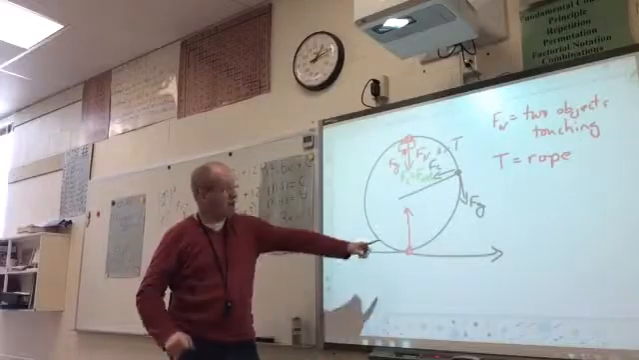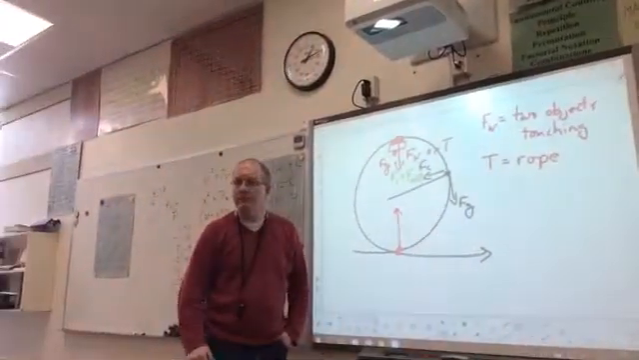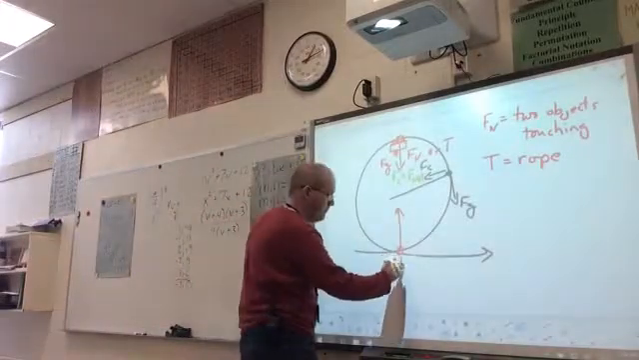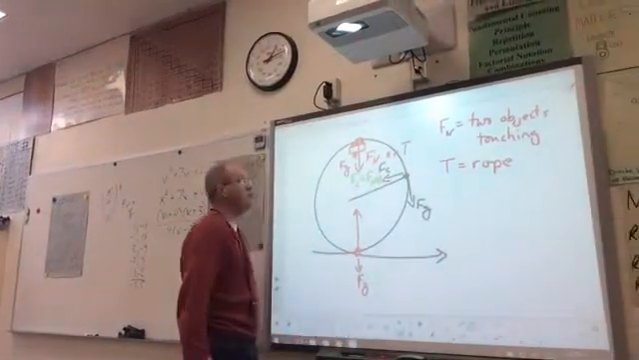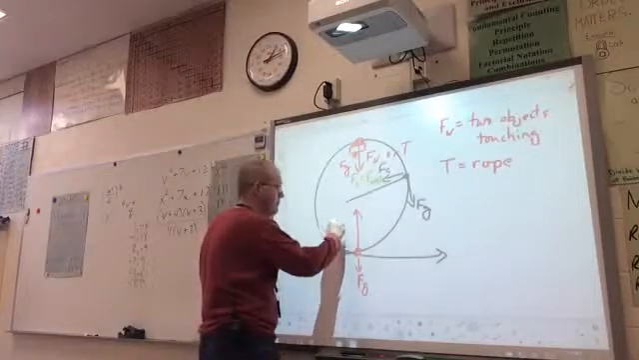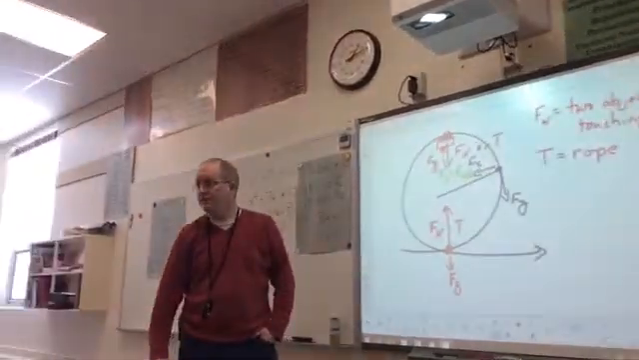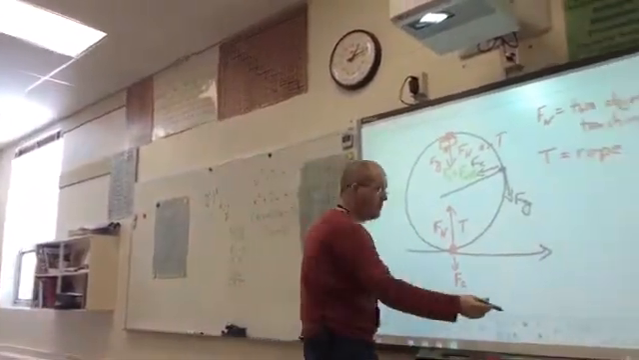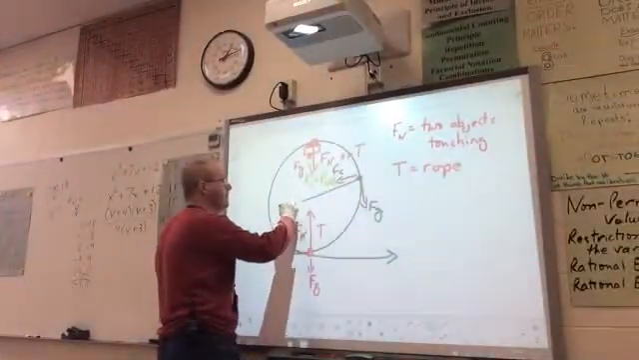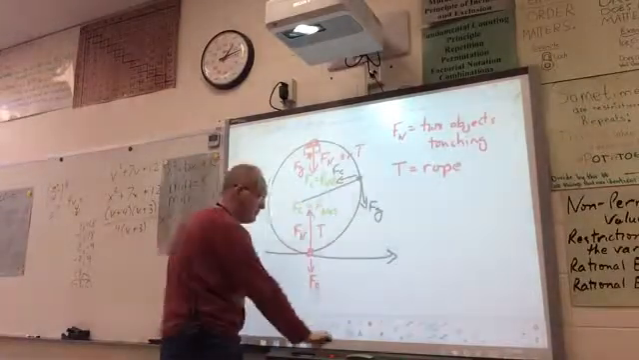The other half, you're here at the bottom. Which way is force of gravity acting? Down. Which way is the normal force acting? Up. Or, if it's on a rope, it's tension. So centripetal force, for centripetal, it's net force.